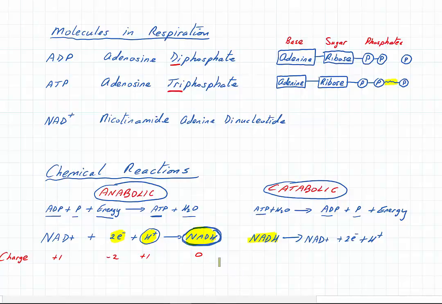And of course the reverse reaction happens as well here. When the NADH arrives at its destination and it wants to release this energy again, it breaks down into its constituents, which are NAD+, the 2 electrons, and the H+, the proton.